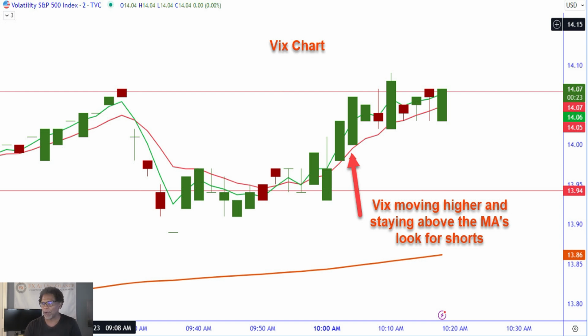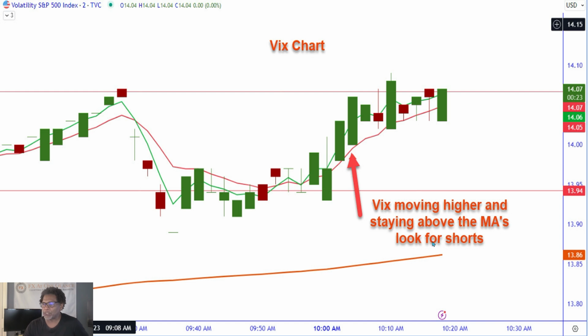All right, so what I was looking at here, this was 11:08, I believe it was, or 10, yeah, somewhere in there. I can't remember what time this was, but we took this trade right here because the VIX was moving higher and staying above the moving averages.